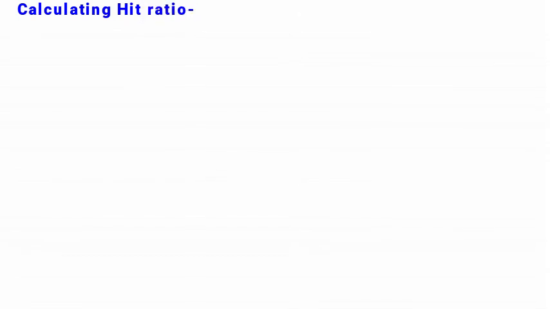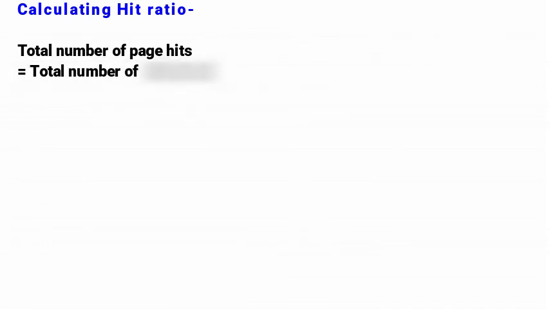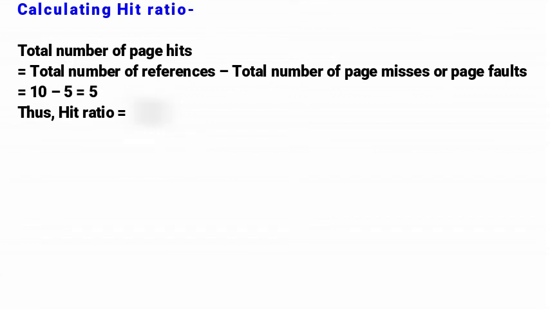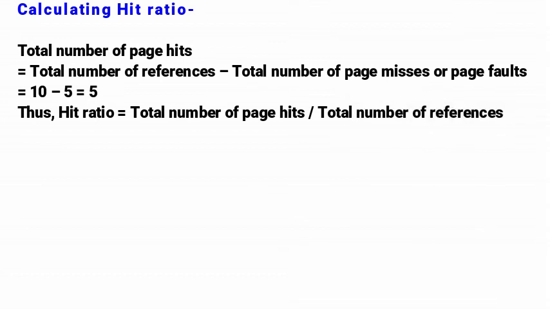Now calculating the hit ratio: total number of page hits equals total number of references minus total number of page misses or page faults. In the given question, the total number of references is 10, and we find the total number of page misses or page faults is 5. So 10 minus 5 equals 5. Thus hit ratio equals total number of page hits by total number of references. It means 5 by 10 equals 0.5 or 50%.